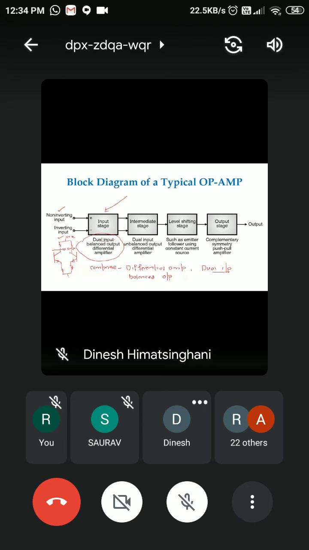I repeat, we don't need to know so many details, but since I'm doing it, I'm doing it in detail. The first stage of an op amp is a dual input. That is why you see a plus sign here, a non-inverting input, and a minus sign here, which is an inverting input. So plus and minus, this is a dual input. It is a differential amplifier circuit that we have spoken about. But here I've given you the internal circuit of a differential amplifier.